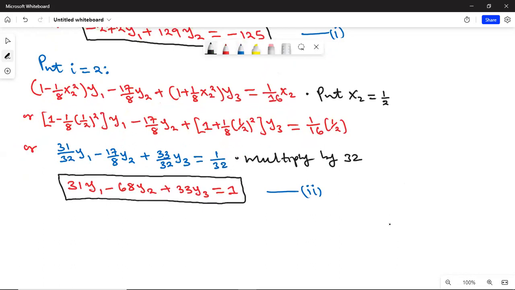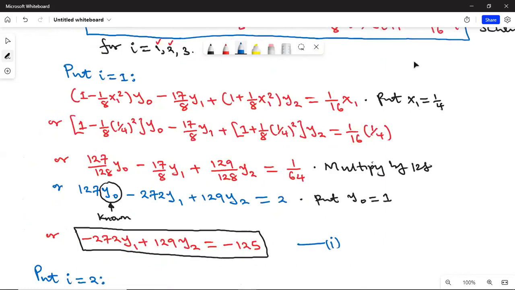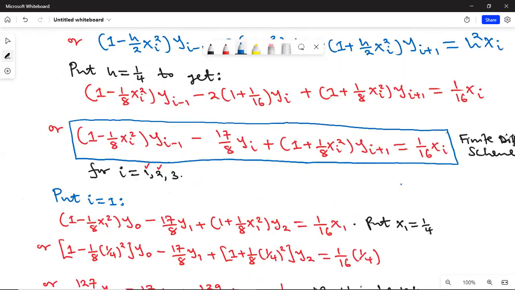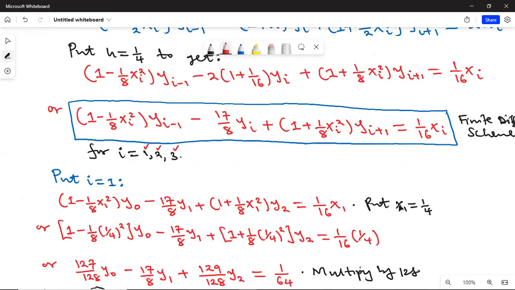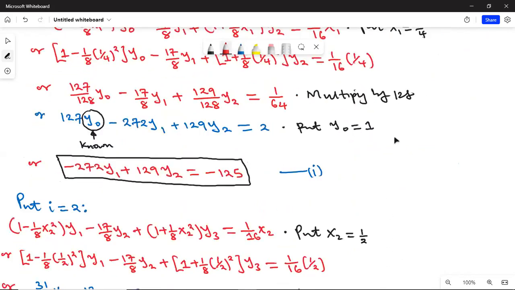So then the last one, you write put i is equal to 3. Again, you go back to our finite difference scheme. We now substitute i is equal to 3 and see what you're going to get. So when you do the substitution, this is what you'll get.